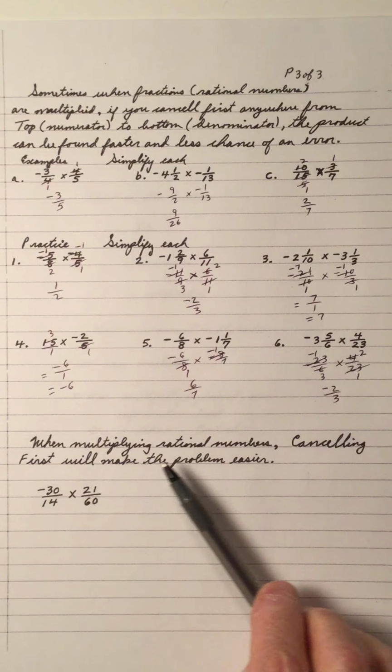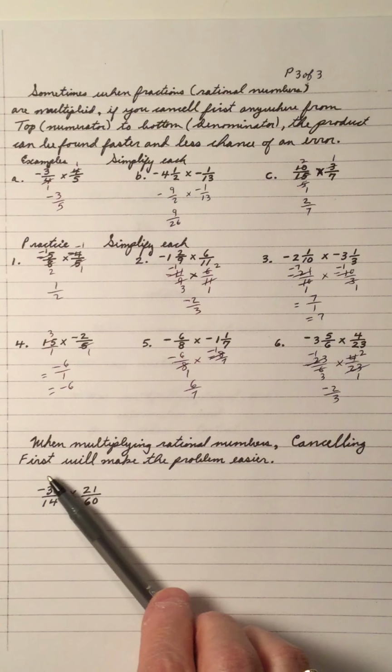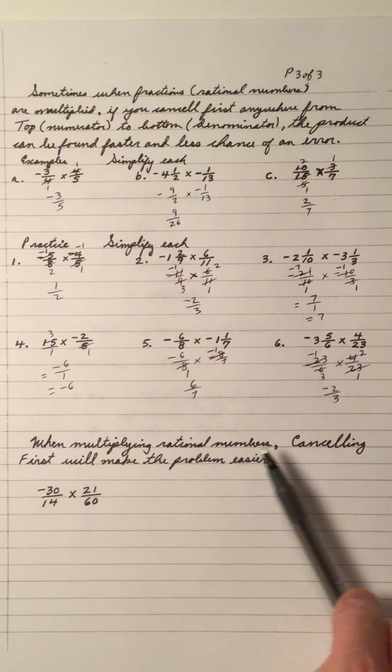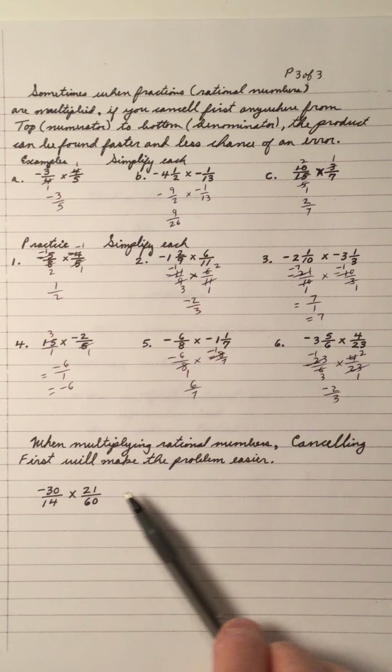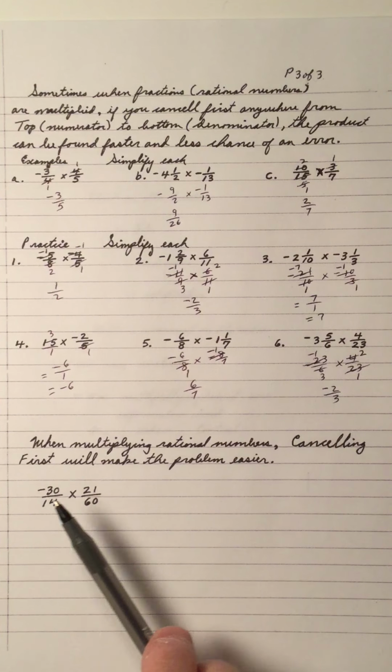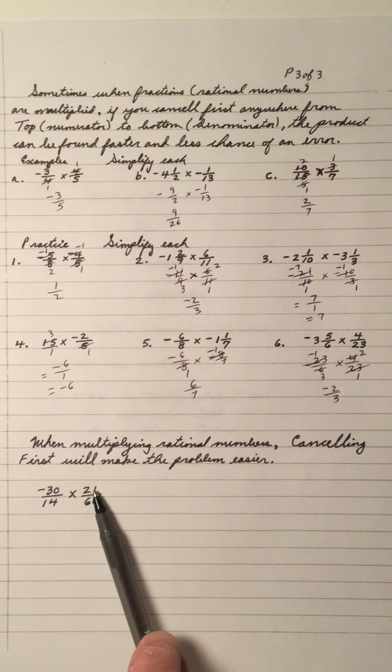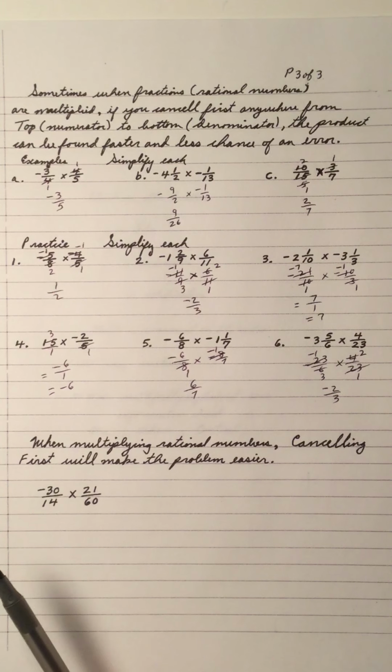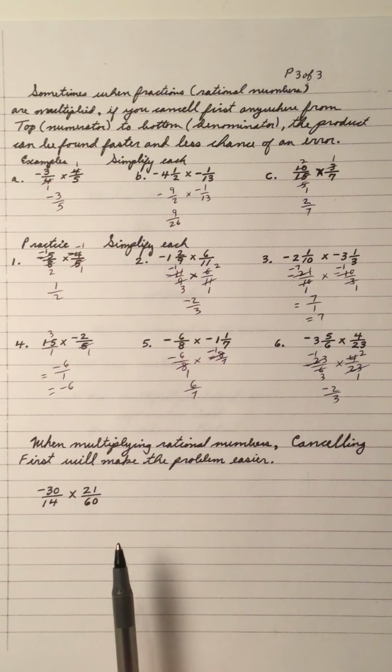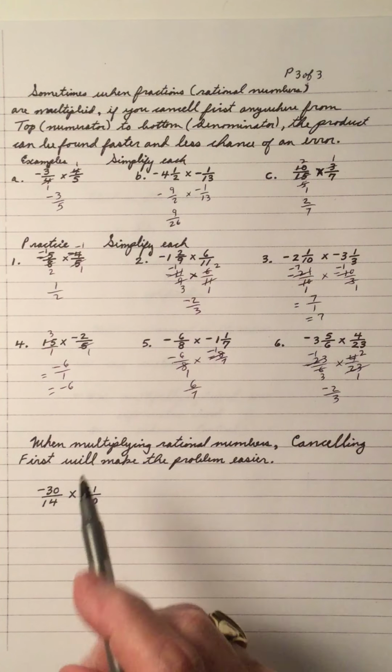And notice when multiplying rational numbers, cancel first. Canceling first will make the problem easier. As demonstrated, look at the big numbers. Imagine you had to multiply 30 by 21, 14 by 60, and then break it down. What big numbers you have. So it's better to break them down first.